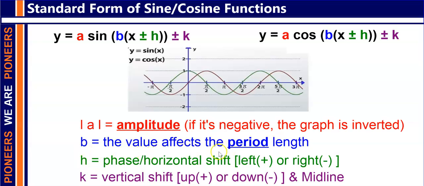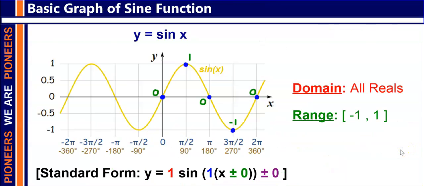find the period length. Now the b itself is not the period, but it does affect it, and we'll learn what the period means, and h is the horizontal or phase shift, which tells you how the graph moves left or right. Here's a recap on the basic sine function.